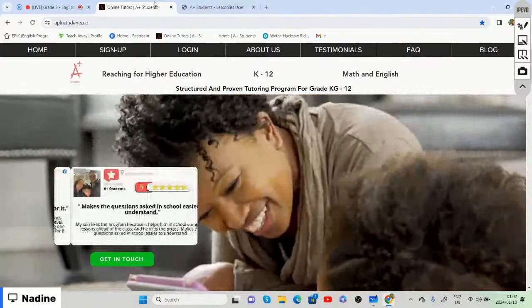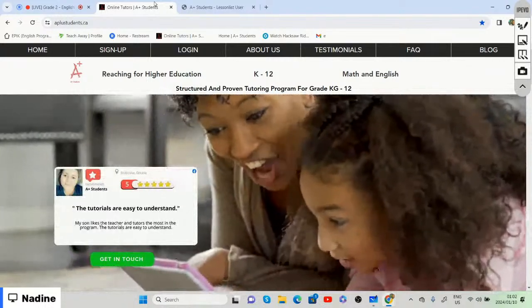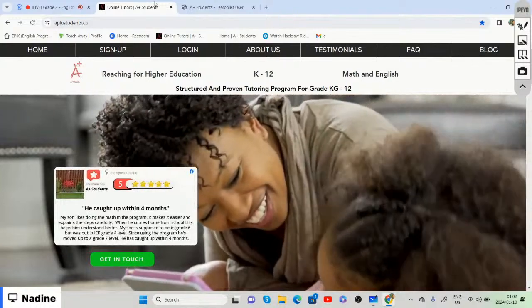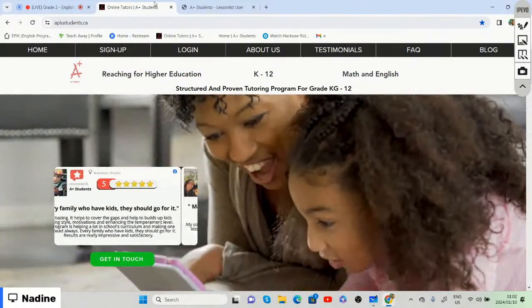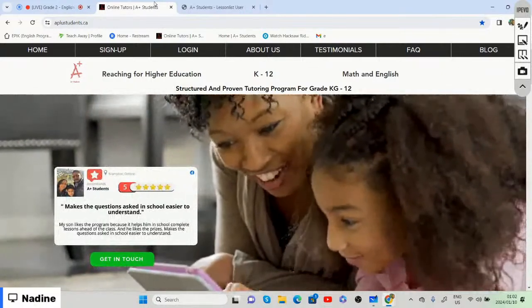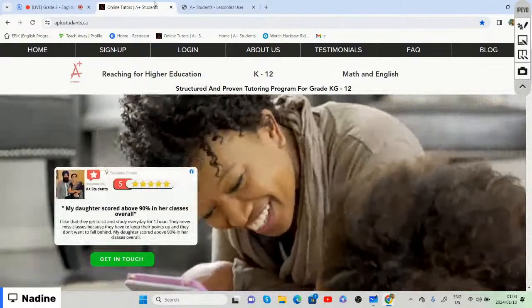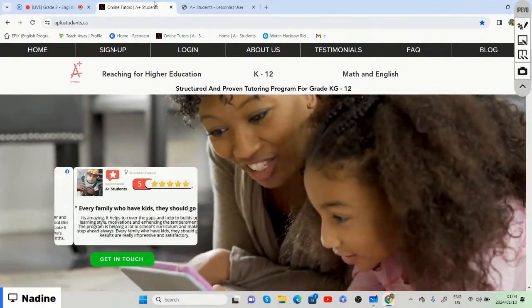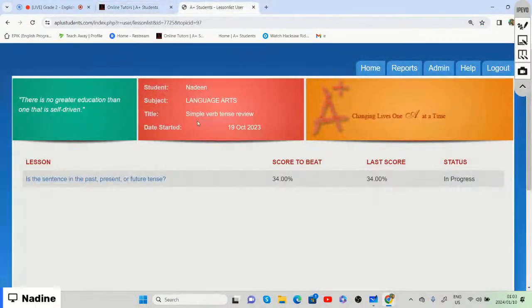Once we've logged into aplusstudents.ca with our username as well as our password, we're going to select the subject of language arts, grade 2, and then scroll down until we get to the chapter of simple verb tense review.